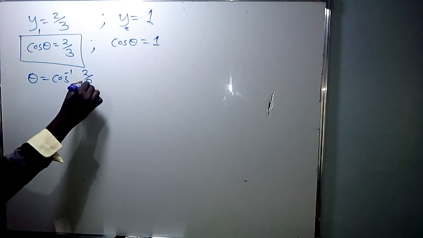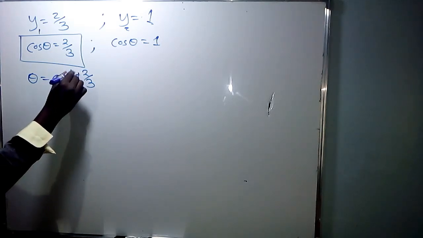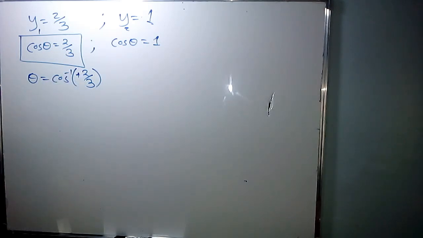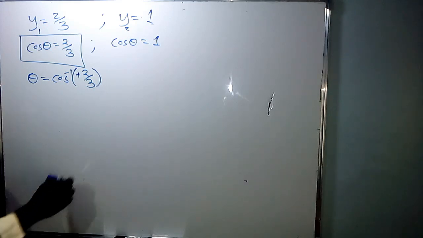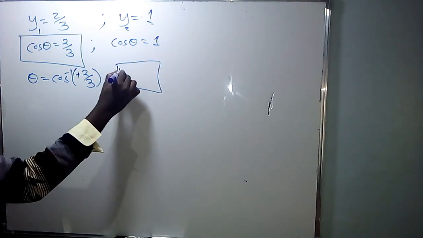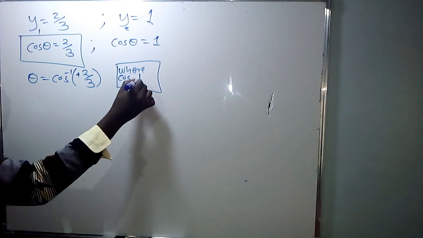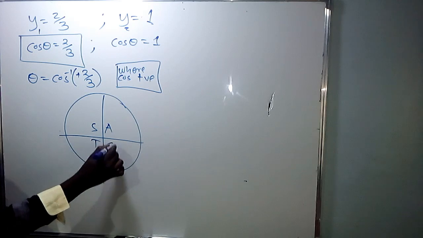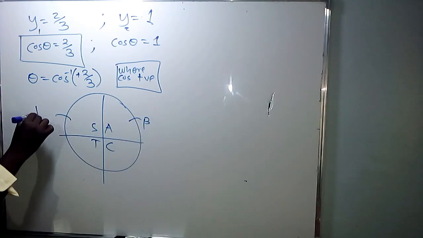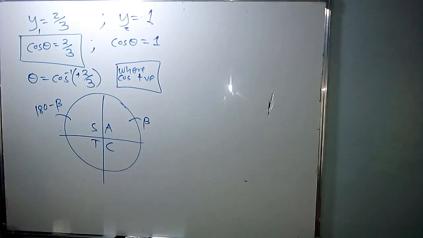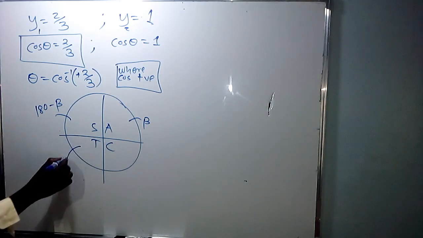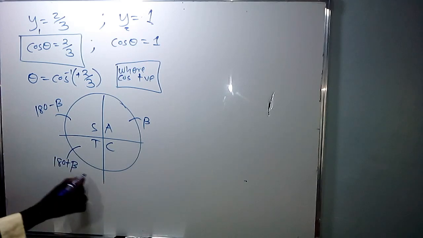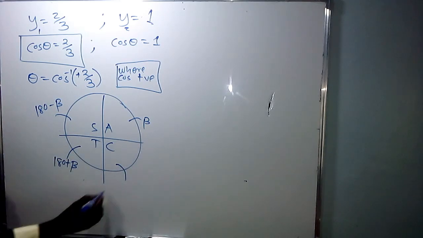You can see 2 over 3 does not have a sign, which means it has a positive sign, isn't it? So we are looking for the cos inverse of 2 over 3. Then we look for the quadrants where the cosine is positive. So let us draw our 4 quadrants of a unit circle. All students take calculus. In the first quadrant, we have an acute angle, we can say angle beta. The second quadrant is 180 minus beta. The third quadrant is 180 plus beta. The fourth quadrant is 360 minus beta.